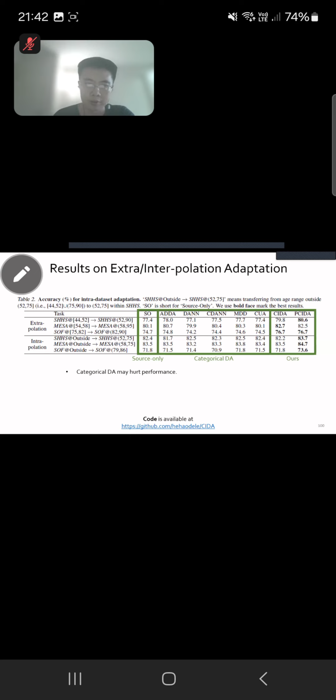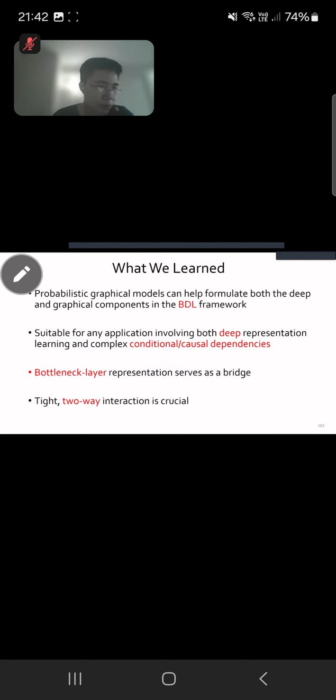We can see that typical categorical domain adaptation hardly improves the performance and may even hurt the performance. And SIDA, our method, can improve the performance in both settings, and in particular, it has larger performance gain in the extrapolation setting since it's more challenging. And besides sleep staging, we can actually develop a similar model that takes in the breathing signal to detect and assess Parkinson's disease.